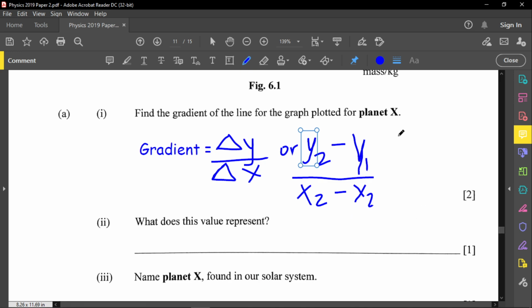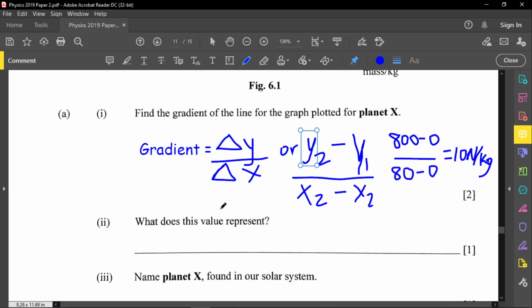So here now we're going to have 800 minus 0, which is the change of y, divided by 80, which is on the x-axis, minus 0, and this will give us 800 over 80, which will give us 10. So this is 10 Newtons per kilogram, because the y-axis is in Newtons, which is force, and the x-axis is in kilograms, so it's 10 Newtons per kilogram.